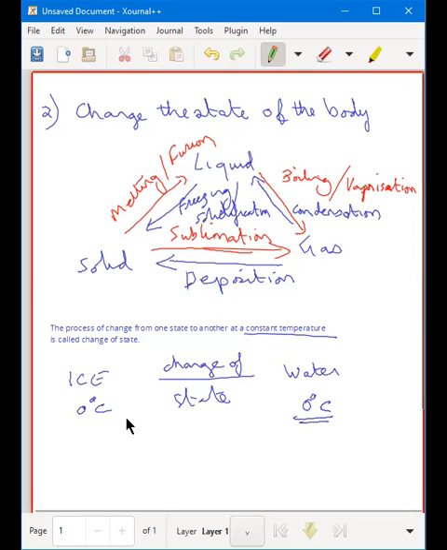Similarly, water at 100 degrees, if we heat it, what will happen? It will turn to steam at 100 degrees. Okay. Similarly, the other way around.